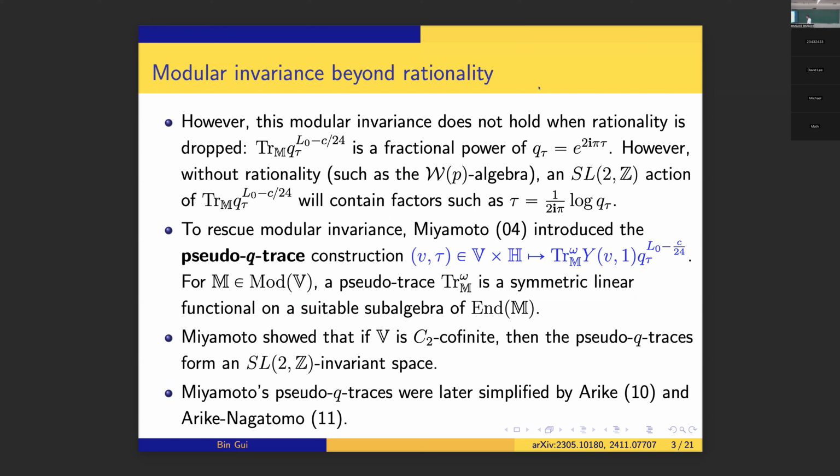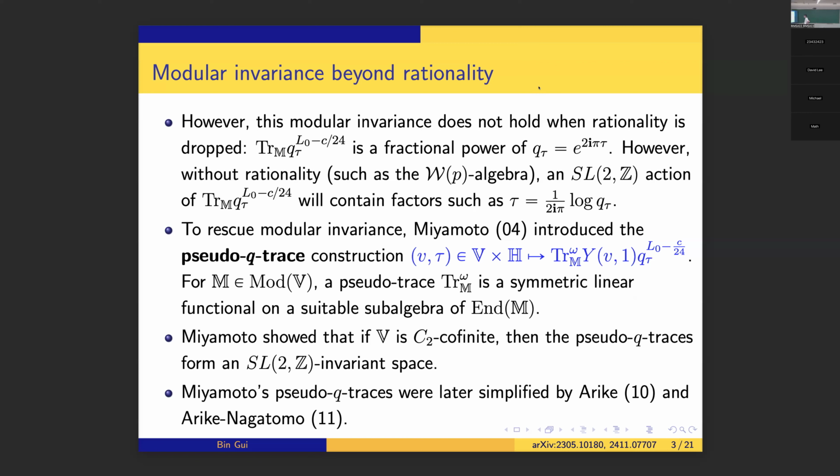However, if I drop the rationality assumption and only keep the pseudo-cofinite condition, then this modular invariance property in the formulation of Zhu does not hold. It has long been observed that if you fix a module, take the q-character and apply the modular transform, you get a new function of tau which contains some factor of log q_tau. Originally this expression is only a fractional power of q, but after the modular transform you get some log q. This means that this space is no longer modular invariant.